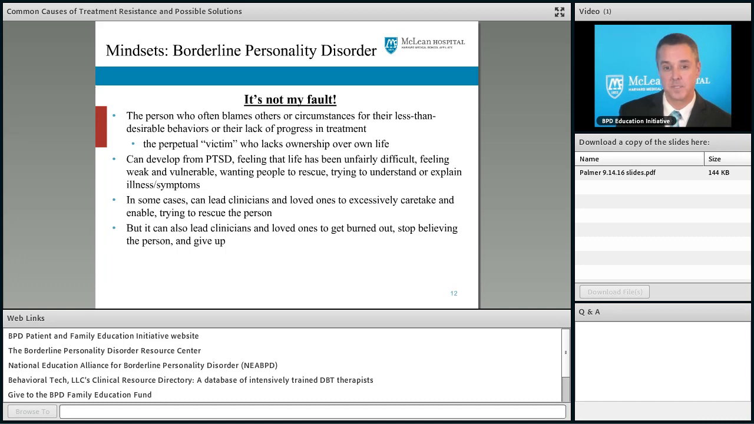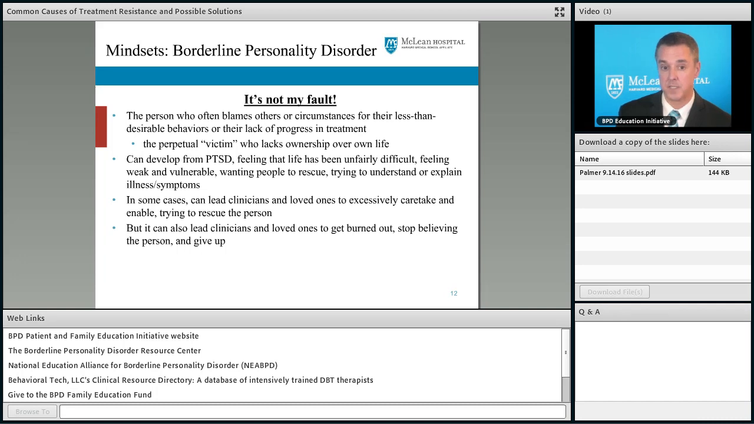So another mindset that really interferes with recovery, it's not my fault. So this is a person who blames others or circumstances for their less than desirable behaviors or their lack of progress in treatment. The perpetual victim who lacks ownership over their own life. This is also pretty common in BPD.